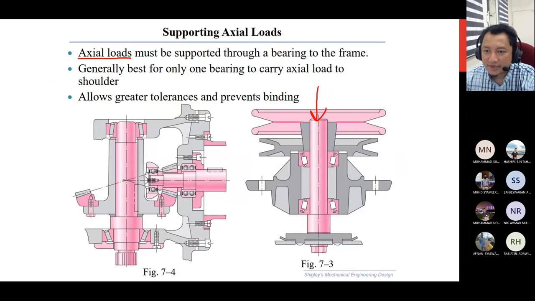So, when you are using it like this, it's generally best for only one bearing to carry the axial load on the shoulder. So, you want bearings to support your load. For example, in this one, you've got this bearing to support the load.